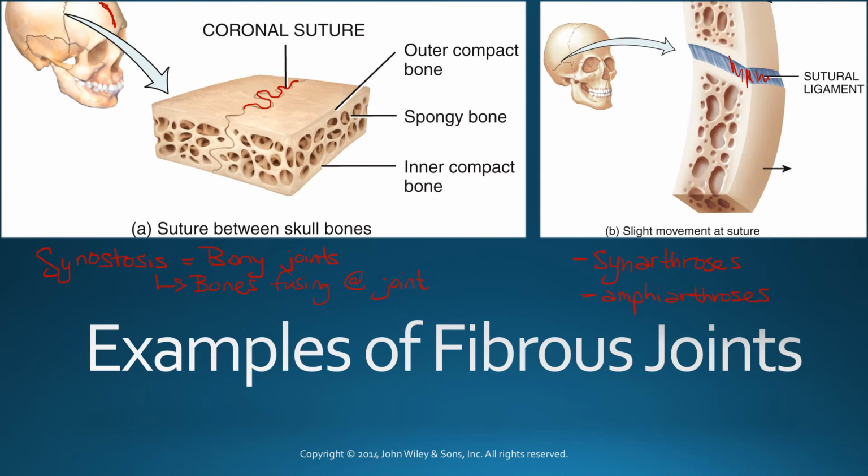And a synostosis is classified as a synarthrosis because it is immovable. So we kind of want to think about all joints as what is their functional classification and then also what is their structural classification.